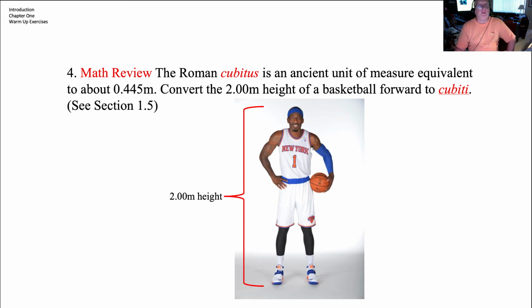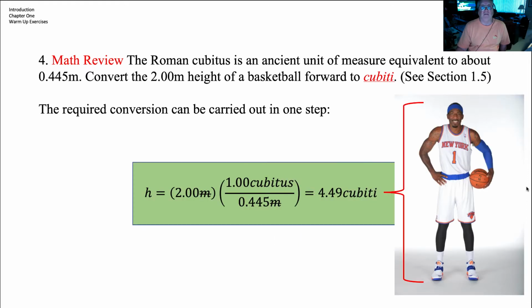Okay, we pick up on number 4, another math review. It's going to be another conversion. The Roman cubitus is an ancient unit of measure equivalent to about 0.445 meters. The problem asks us to convert the 2-meter height of a basketball forward to cubits. Again, this is covered in section 1-5.